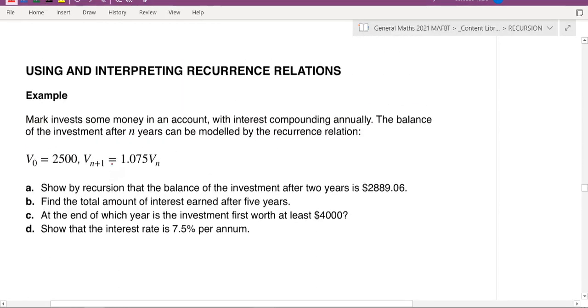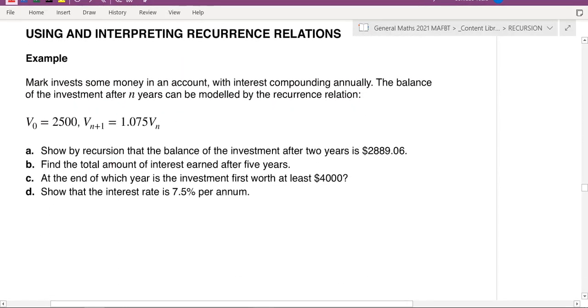All right, let's do some of these questions. Mark invests some money in an account with interest compounding annually. Keyword there, compounding annually. Every now and then you'll come across this and you might see monthly. Annually means yearly, so just once a year. Or you might see weekly, or you might see fortnightly.